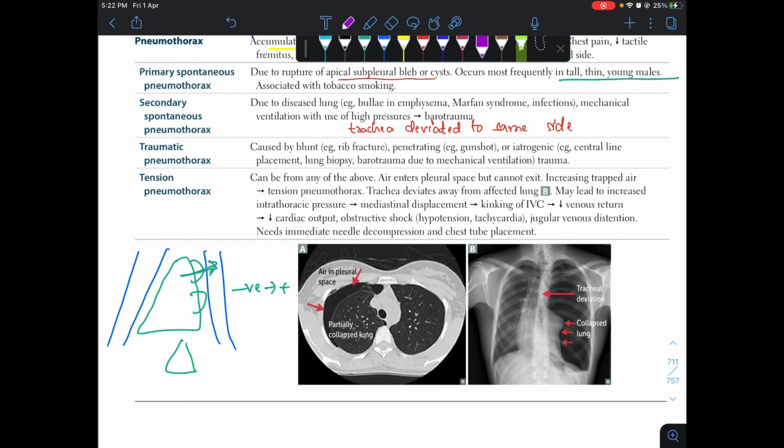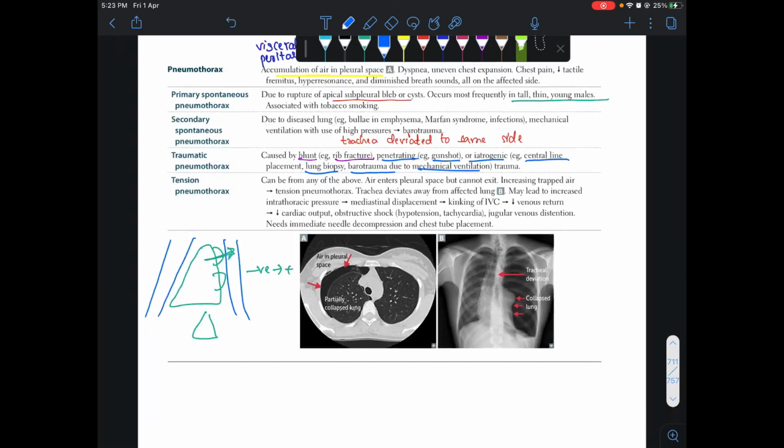Next, let's see traumatic pneumothorax. This can be due to blunt injury like rib fracture, or it can be due to penetrating injury like gunshot wound, or it can be iatrogenic, that is during central line catheter placement and lung biopsy, or barotrauma due to mechanical ventilation. Let's see what happens in blunt and penetrating trauma.